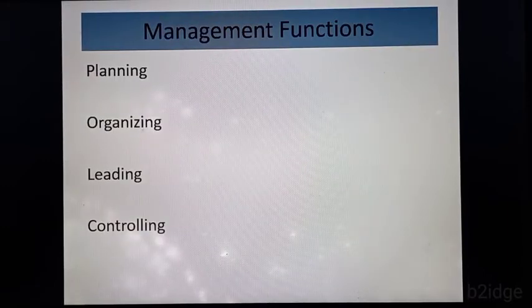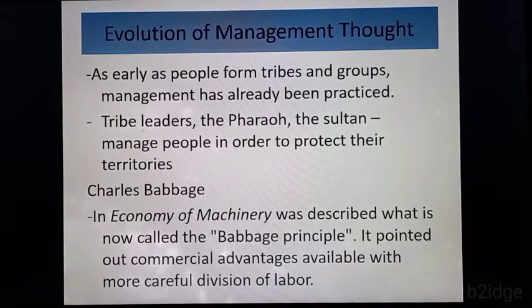So we'll proceed with the management functions. As you all know, the management functions are the following: planning, organizing, leading and controlling. And then, let's proceed with the evolution of management thought. As early as people formed tribes and groups, management has already been practiced. Tribe leaders, the pharaoh, the sultan, they managed people in order to protect their territories.